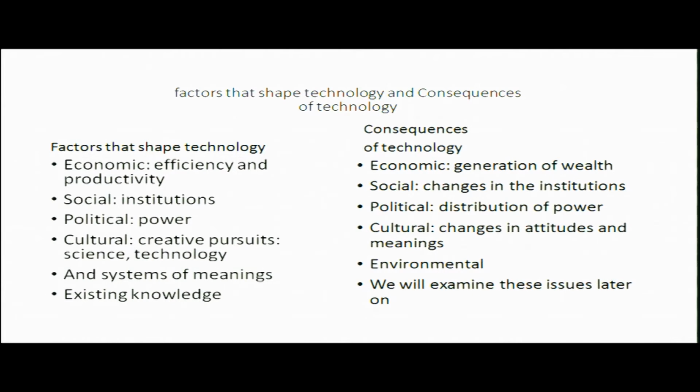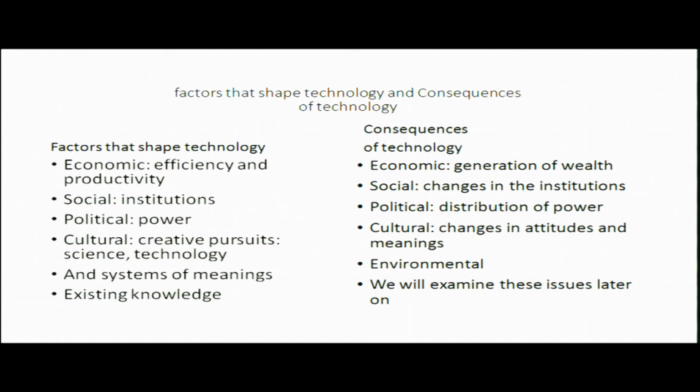Political, for example, distribution of power. I said politics has got to do with the distribution of power, and technologies can either increase the centralization of decision making or decentralize the decision making process, because all political power is used to make decisions. For example, today we hear that automation increases the decentralization of decision making process, and we have to see how this centralization of decision making process affects different sections of the society.